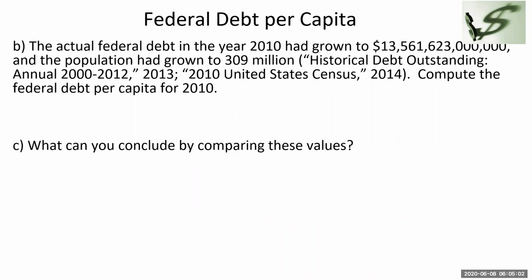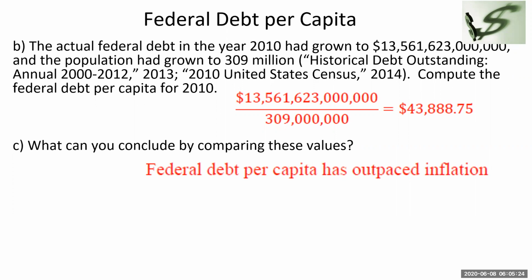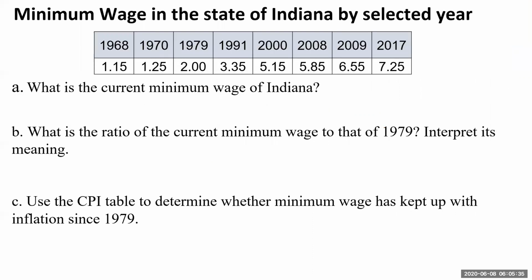Now, the actual debt has grown to this. We want to compute the federal debt per capita in 2010, so we divide the debt in 2010 by the population, and that gives us the debt per capita. What could you conclude by comparing these values? Federal debt per capita has outpaced inflation. Nice.